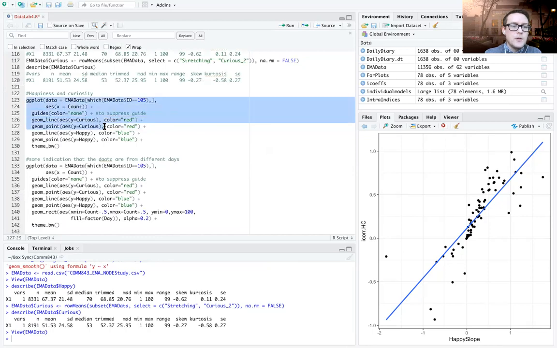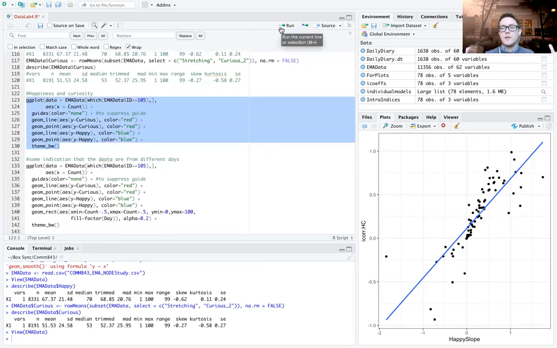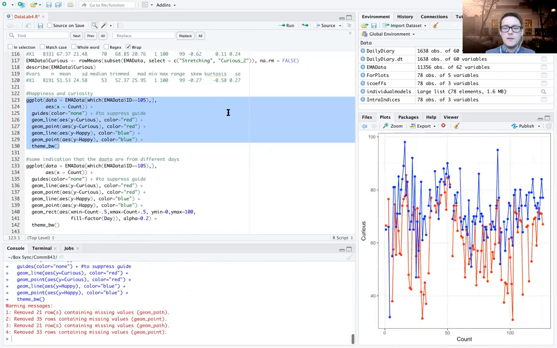Okay, so we're going to look at curiosity across time and happiness across time. And we're also going to add points. I think when you get to this type of data, having the points makes it easier just because there's a lot more data than you see in the daily diary data set. So this is pretty neat. It looks similar to the daily diary data set, but now it's a lot denser. So we have curiosity in red and happiness in blue, and they're going up and down. There's lots of data. This is really exciting.